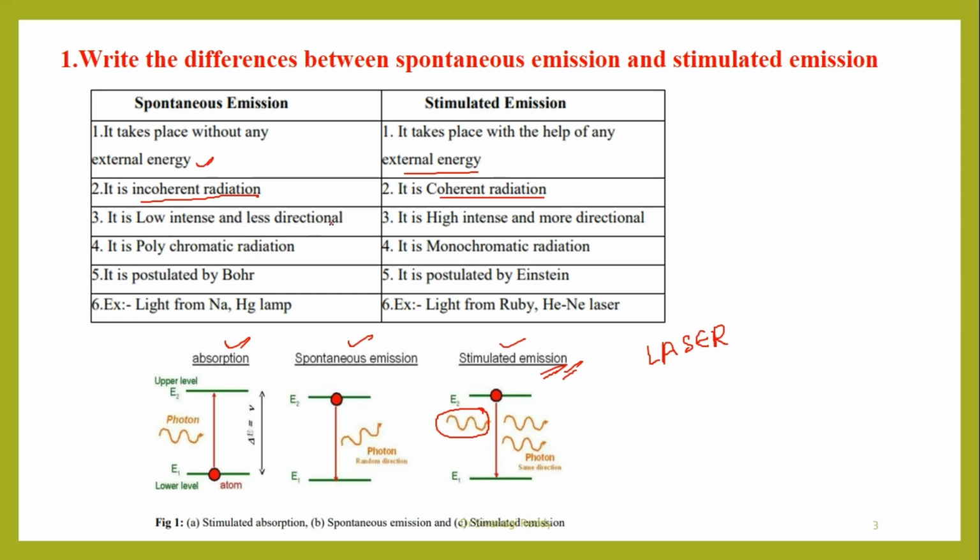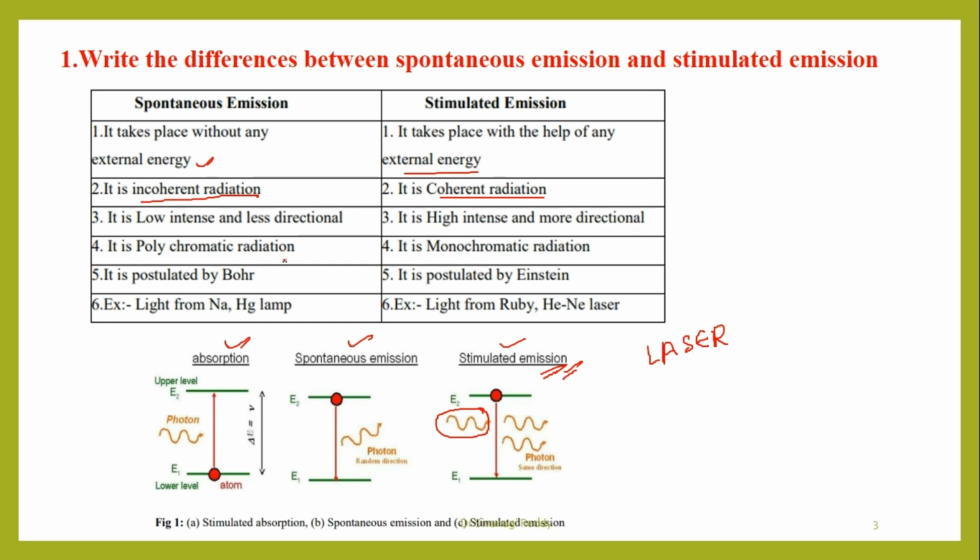Spontaneous emission is low intensity and less directional. So in spontaneous emission, it is emitting in different directions, so intensity will be low and less directional. When we come to stimulated emission, it is high intensity and more directional. That's why we use this one in lasers.